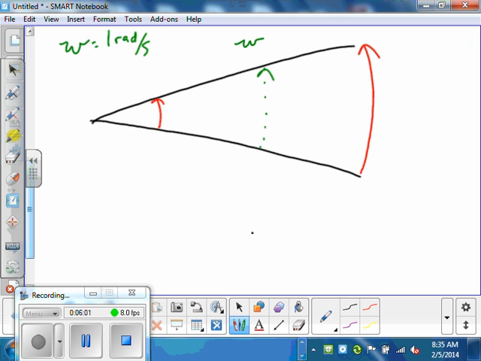Okay? You could think of a rad as a percentage of a circle too, but it's really an angle measurement. So here on Earth, I go 1 rad every second. Out here, I go 1 rad every second. But there's going to be a difference in the actual speed. Do you agree? Because I'm traveling that distance in 1 second, and I'm traveling that distance in 1 second. So even though my angular velocity is the same, my actual speed is different.